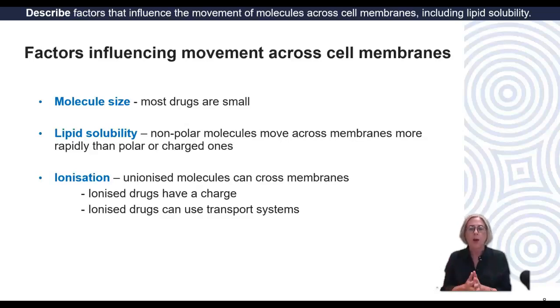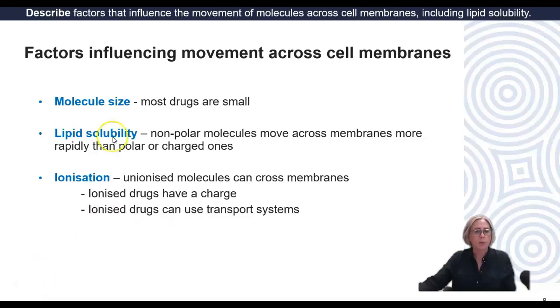an issue. However, if you think about a large drug molecule, it is going to have much more difficulty crossing cell or plasma membranes, and it's also going to be less easily absorbed across the gastrointestinal tract wall into the bloodstream. So this is why if a large drug molecule needs to be used, it tends to be injected directly into the bloodstream or directly into the affected tissue.